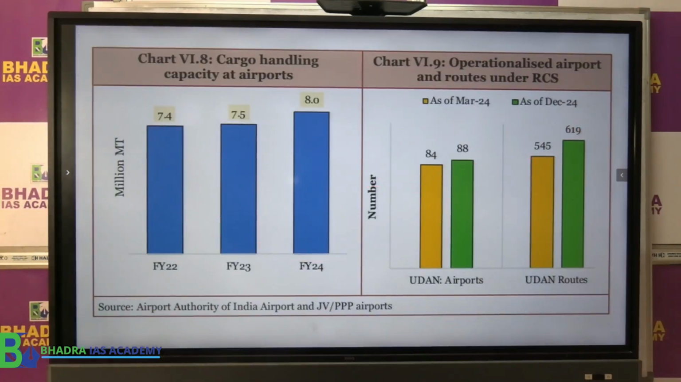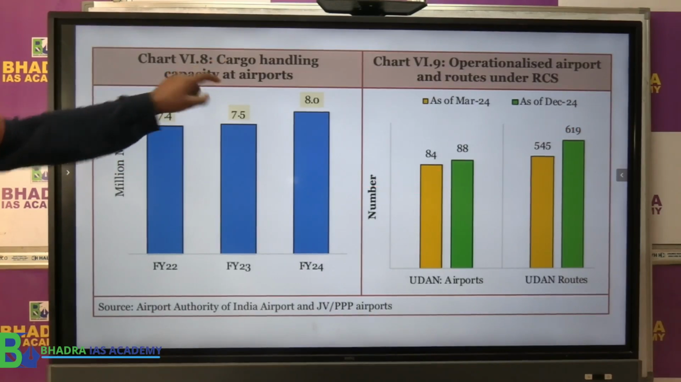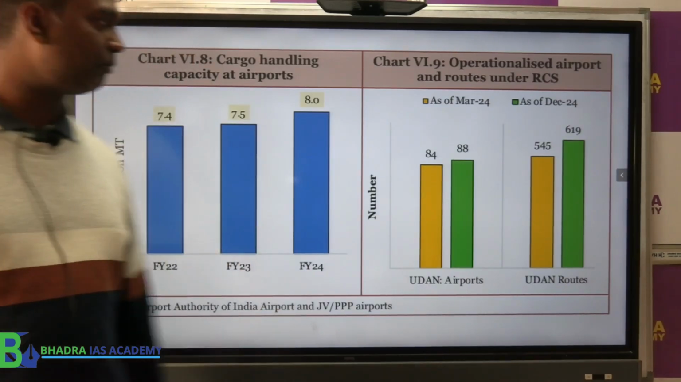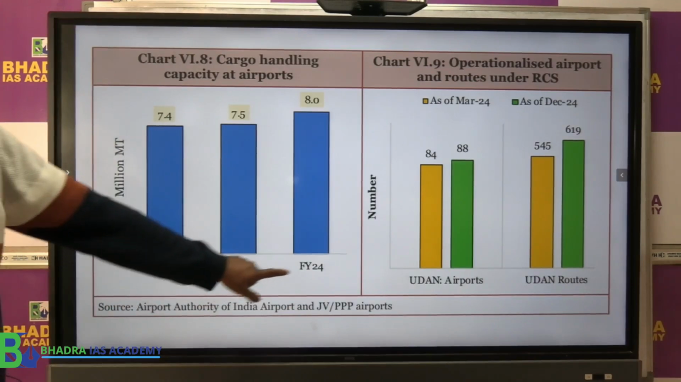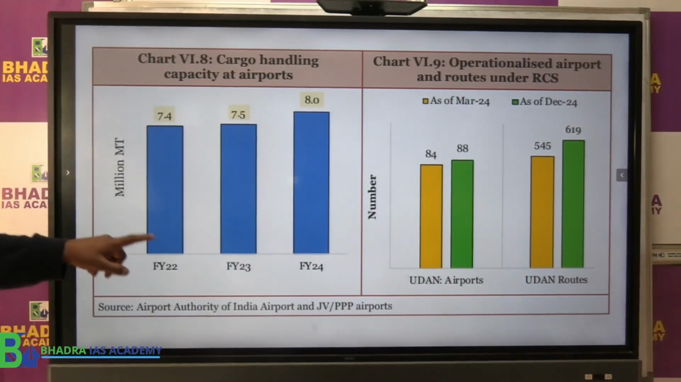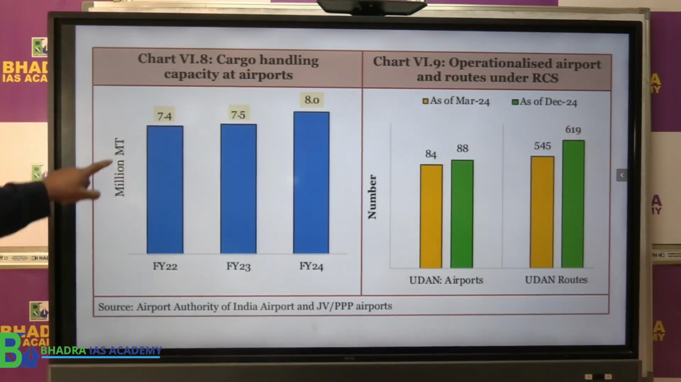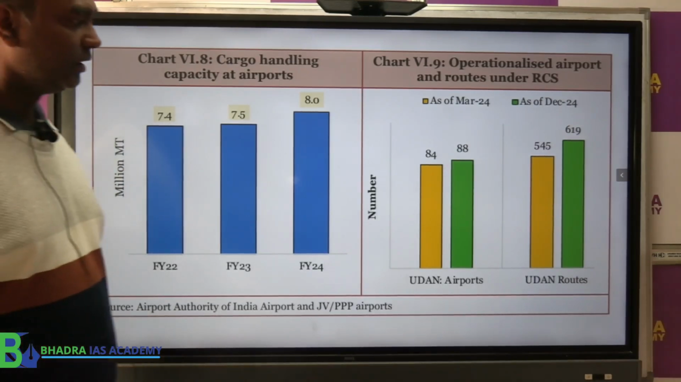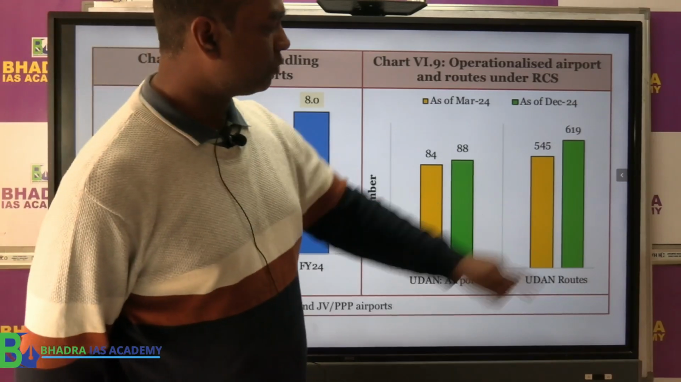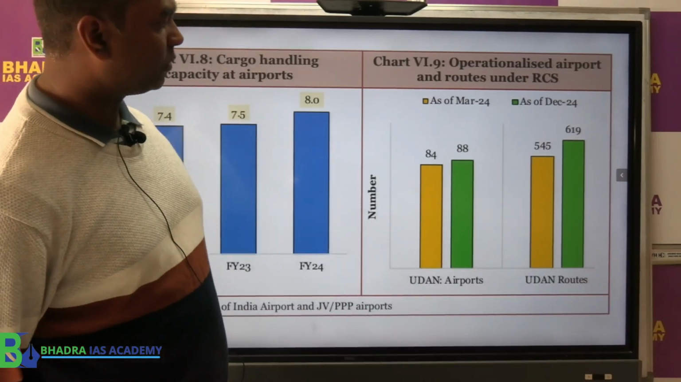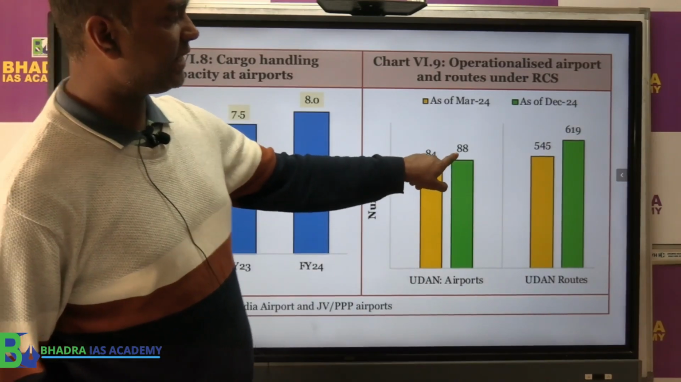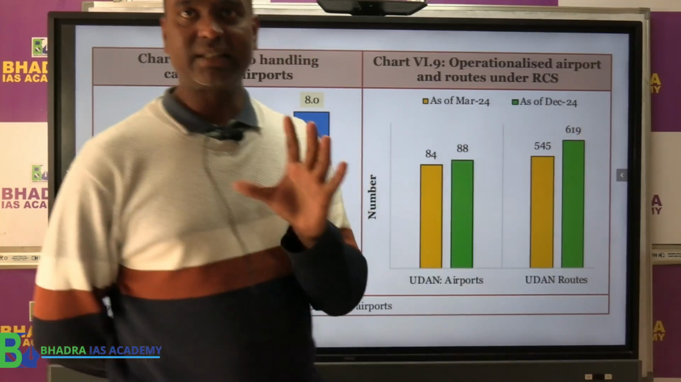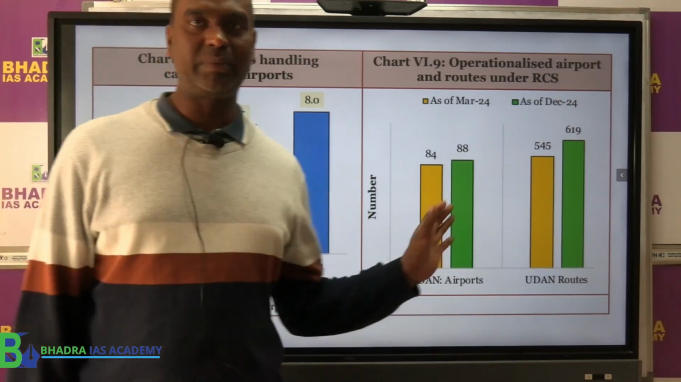Now if you look at the airport cargo handling capacity, that means how much cargo and goods movement Indian airports can handle, in 2022-23-24 it has come to 8 million metric tons. That is the capacity we have right now. Also, the UDAN airports have increased to 88 and the UDAN routes have gone to 619. So these are some updates given in the economic survey.